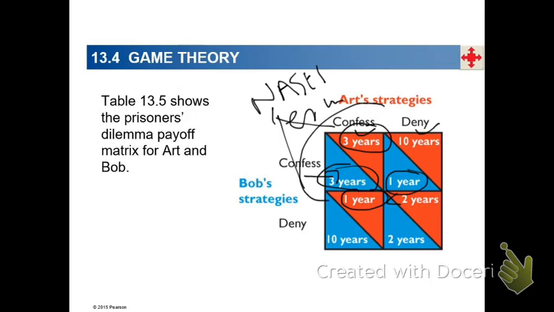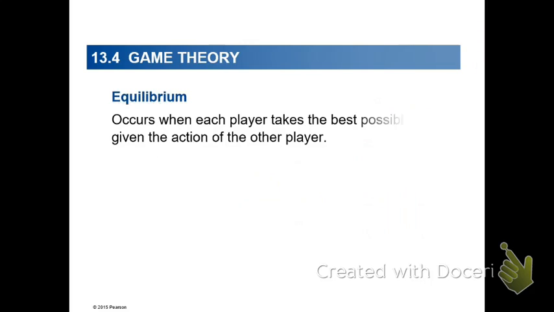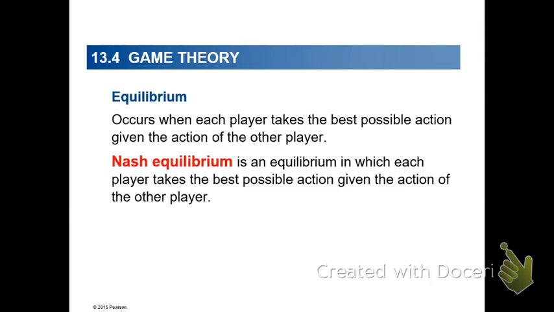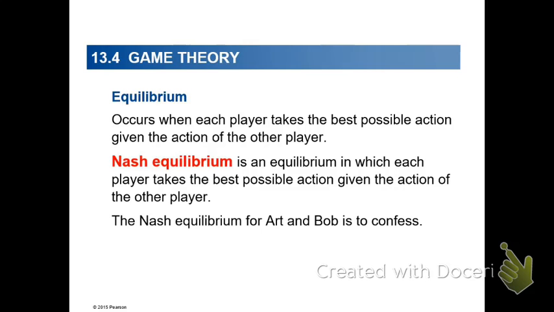So it seems like only when one of them confesses, the other one also confesses, appears to be the only equilibrium in this market. That appears to be the only time they agree upon. Other than that, they actually cheat on each other. And that is very interesting, because we are now going to talk about Nash equilibrium. A Nash equilibrium is an equilibrium in this market where each player takes the best possible action given the action of the other player. The Nash equilibrium for Art and Bob is to confess.